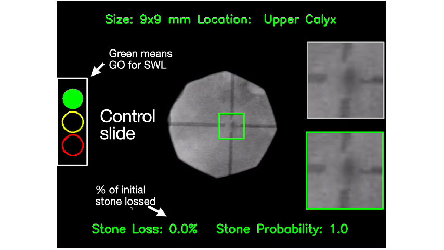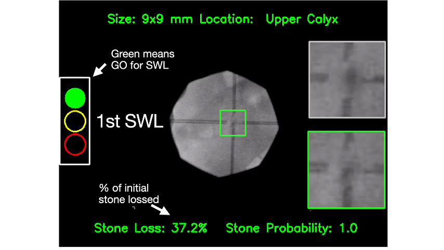The notification system indicates green, which means go for shockwave lithotripsy. Stone loss is 0% because shockwave treatment has not been implemented yet. The stone probability of the green box is 1.0, meaning that the probability that a stone is in the box is 100%. After the first shockwave application, the initial stone loss is 37.2%.